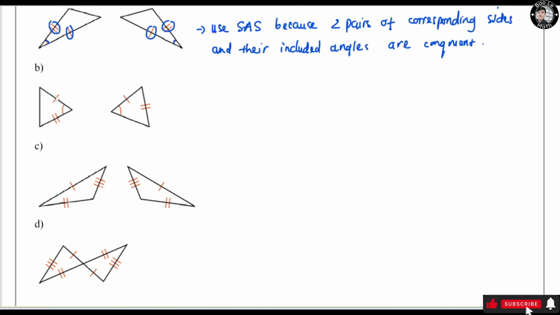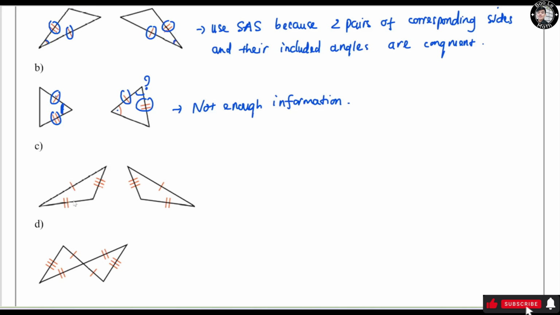Now, question B. We have this side congruent to this side, and this side congruent to this side, but this angle right here is the angle between two sides right here. We don't have this one, but we have this one. So, we're going to say not enough information, right?